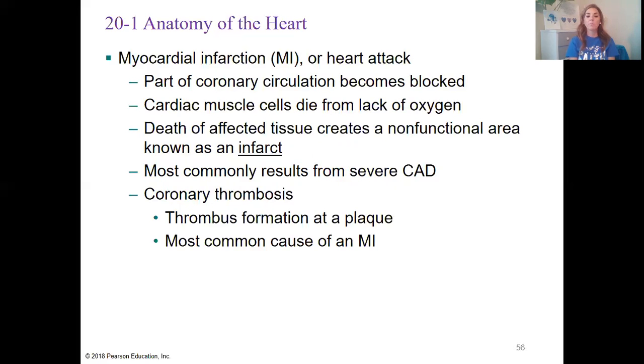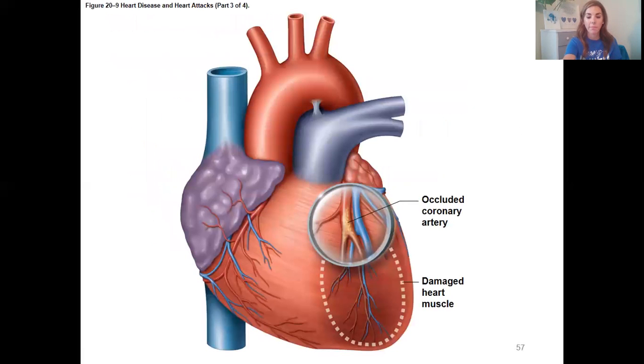All right, so coronary thrombosis is a thrombus formation as a plaque, the most common cause of a myocardial infarction. So got to keep those things healthy and keep that blood flowing through like it's supposed to. This is just a picture to show you that occluded coronary artery. So you can kind of see that blown up structure where that blood cannot get through and get to that myocardium to supply it with the oxygen and nutrients that it needs.